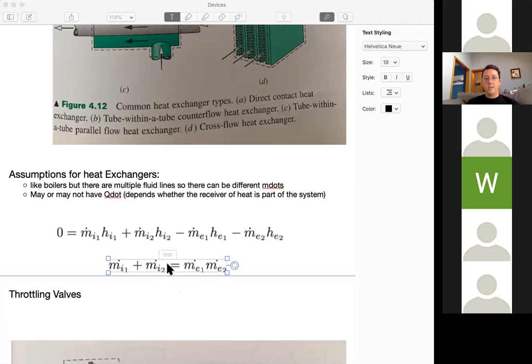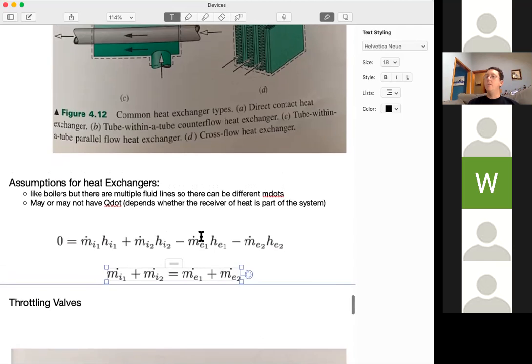Okay. So I should also have this equation. The mass flow rate should balance. So you add up all the inputs, and that should equal all the outputs. Okay, so that's another equation. This one's kind of trivial when you just have one input and one output, but for heat exchangers you have multiple ones, and so you have to add them all up. Are there questions on that?